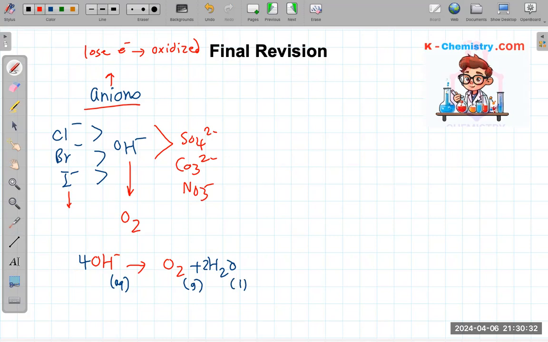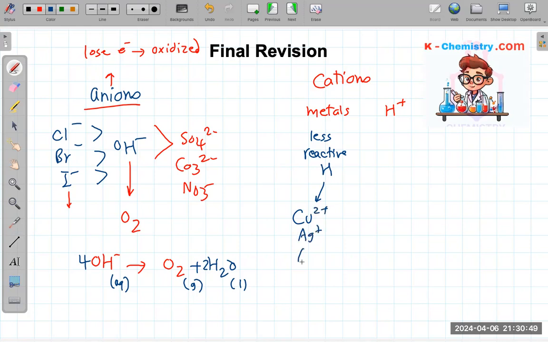In the case of cations, I always have metals, and with the metals I have the hydrogen ions. If the metal I have is less reactive than hydrogen, then it will be displaced, like copper ions, like silver ions, like gold ions, like platinum ions. They will all be discharged and changed into the solid. So copper solid, silver solid, gold, and platinum. If there is any other metal, then it will be more reactive than hydrogen. And in this case, hydrogen is the one that will be released.